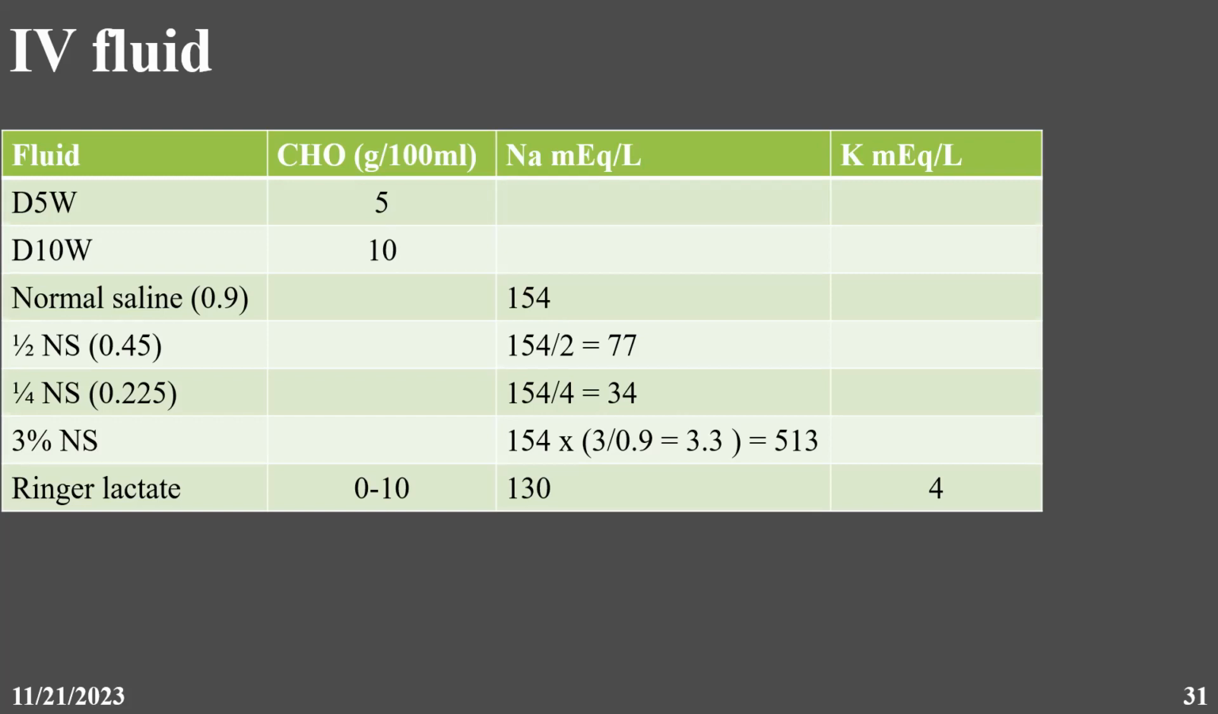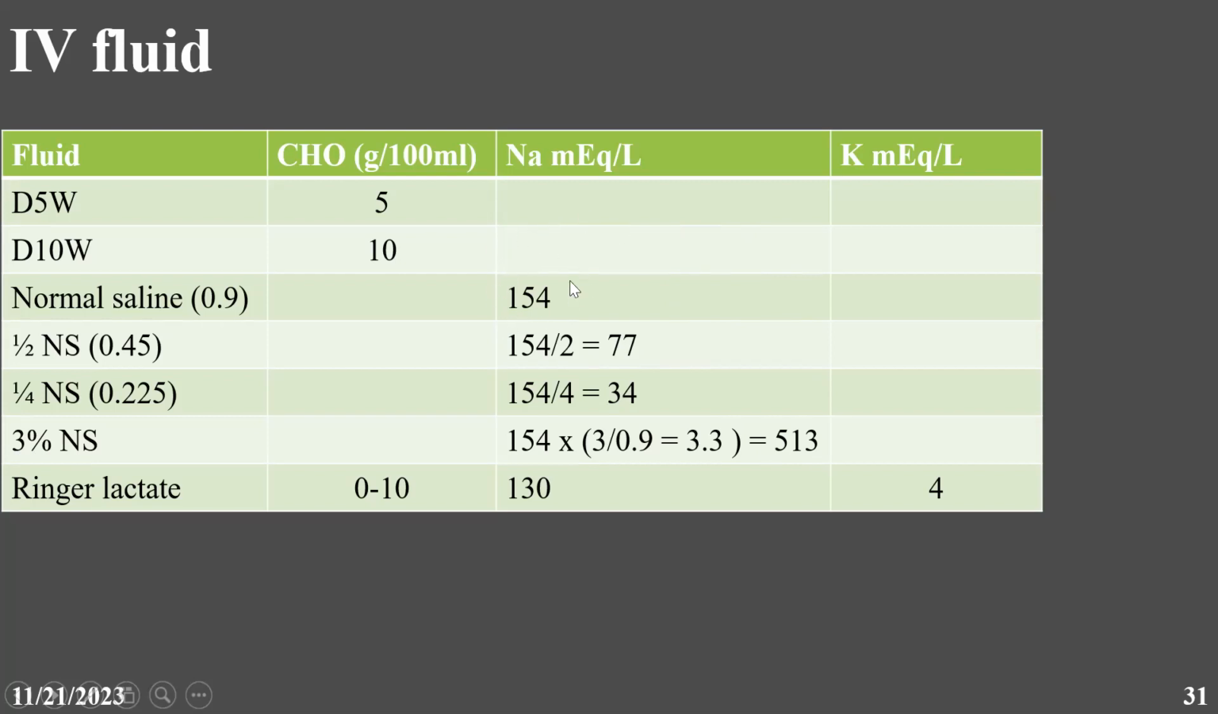Each 1 ml of 3% contains 0.5 milliequivalent, and I want 0.5. So each 1 ml contains 0.5. So I will give 3 ml of 3% normal saline 4 times. That means a total of 12 ml to get me 6 millimole per day.